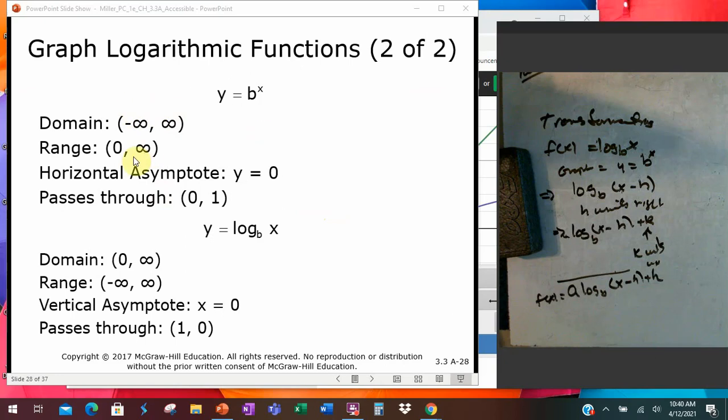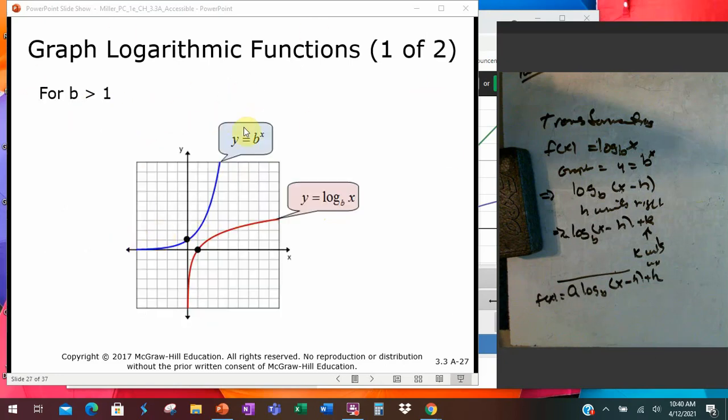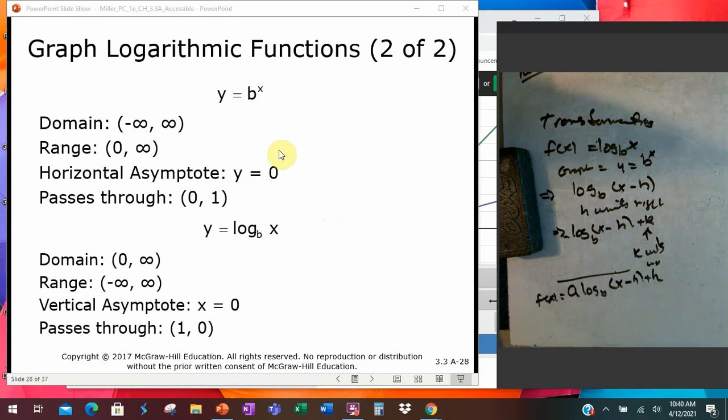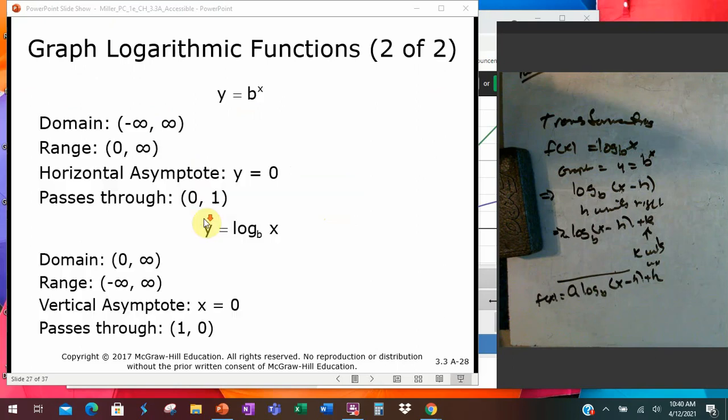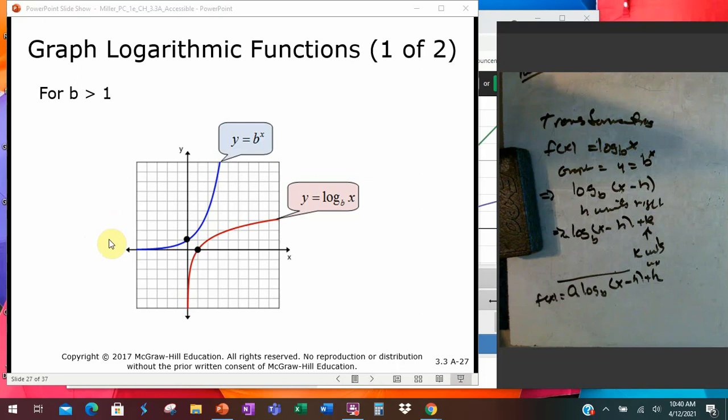The domain is negative infinity to infinity. The range is 0 to infinity for the base function, the exponential. It goes to 0 and infinity. The horizontal asymptote is y equal to 0 out to this end. It's only a one-ended horizontal asymptote.